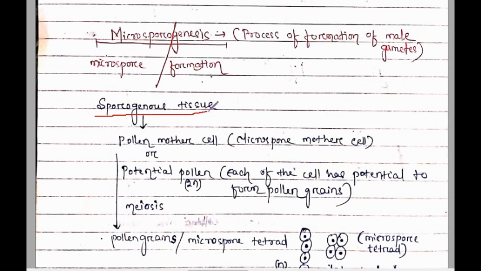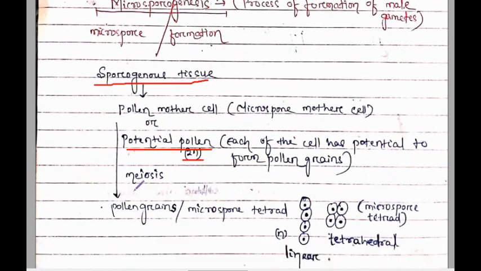This sporogenous tissue divides to form the pollen mother cell, which is also known as microspore mother cell, which is also known as potential pollen. What is potential pollen? It means each of these cells has the potential to form the pollen grain. That's why this mother cell is also known as potential pollen, which is diploid in nature, 2n. So this microspore mother cell undergoes meiotic division to form the pollen grains or microspores.